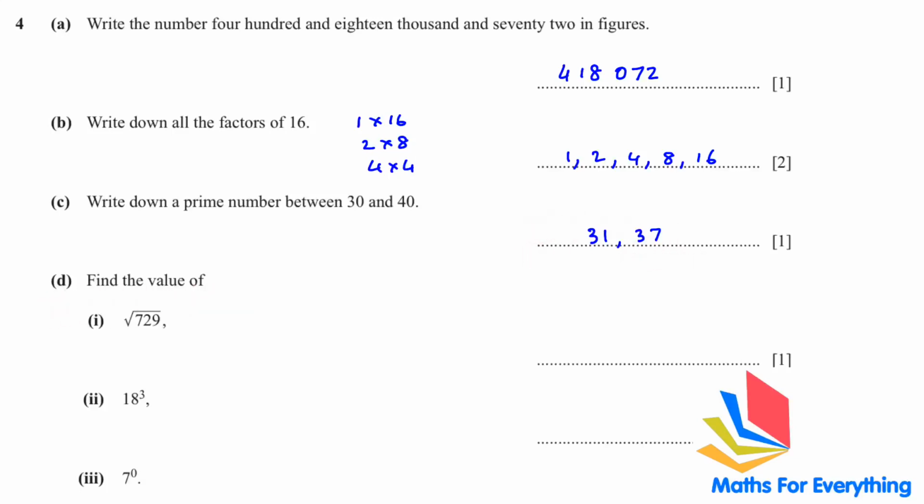Find the value of all these. You can put them in the calculator and get the answer. So square root 729 is 27. 18 to the power of 3 is 5,832. 7 to the power of 0: anything to the power of 0 is equal to 1.